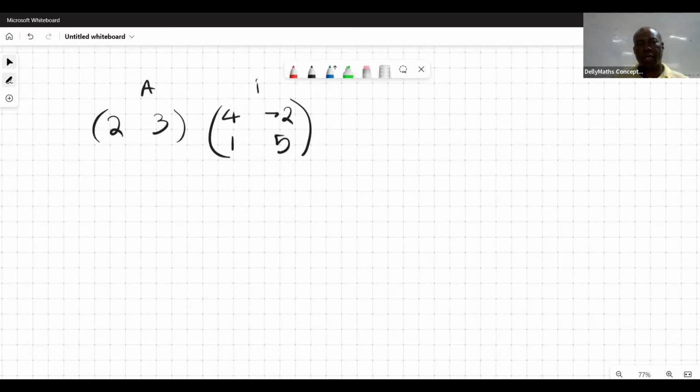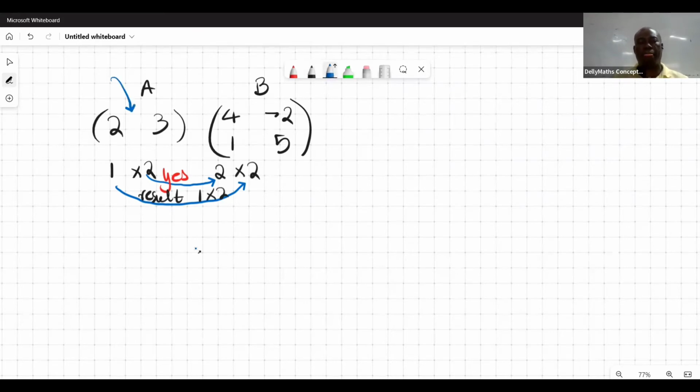Matrix A, and if I call this matrix B, from matrix A we have a 1 by 2, and from matrix B we have a 2 by 2. These two inner numbers suggest that yes, they are compatible to be multiplied. These two on the outside give the order of the result. So the order of the new matrix in the end is a 1 by 2. Technically, my answer will look like matrix A.